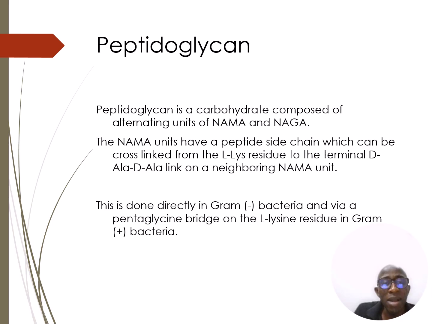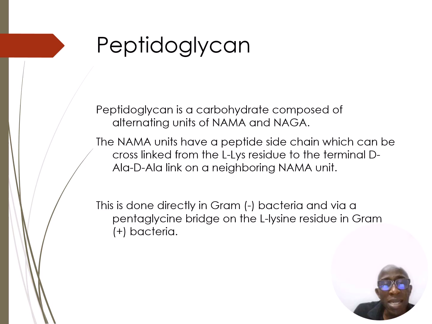Like I said earlier, peptidoglycan is a carbohydrate composed of alternating units of NAM and NAG. NAM is N-acetyl muramic acid, and NAG is N-acetyl glucosamine. The linking happens between the L-lysine residue of the peptide side chain of NAM and the dialanine terminal link on the neighboring NAM unit.